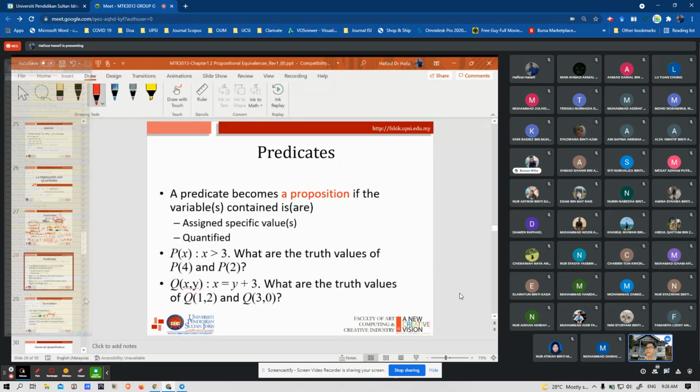A predicate becomes a proposition if the variable or variables are assigned a specific value or quantified. The predicate that we discussed before is not yet a proposition. When it is a proposition, it must satisfy one of two conditions: you assign a specific value, or it can be quantified. It cannot be unknown.